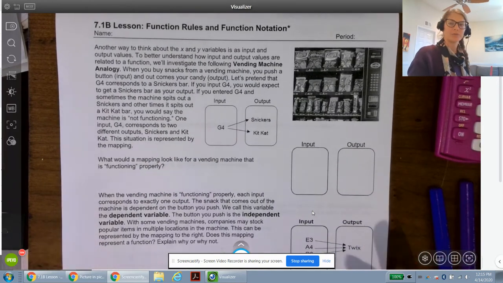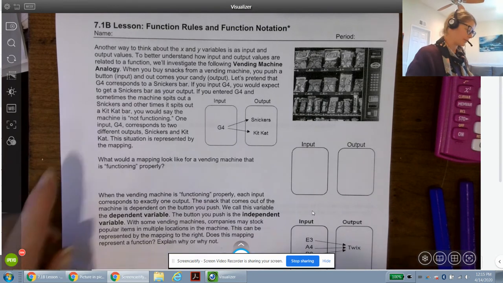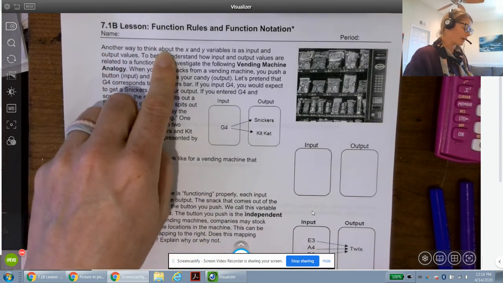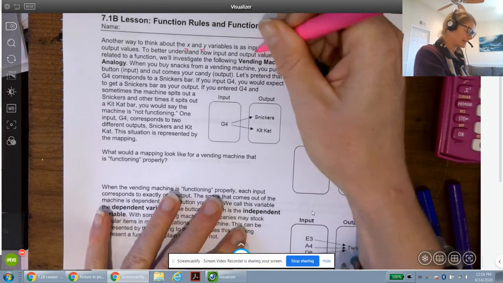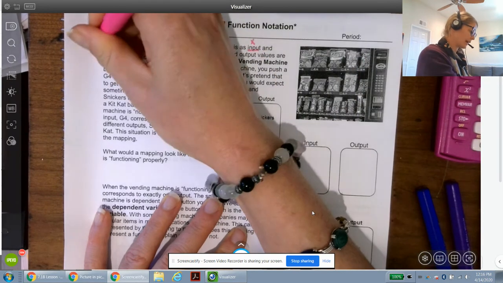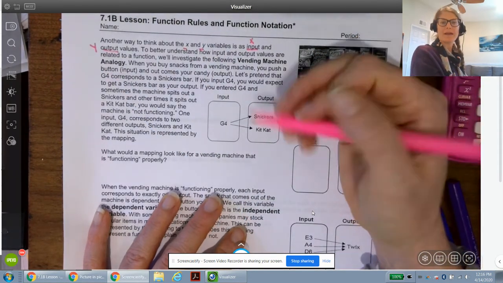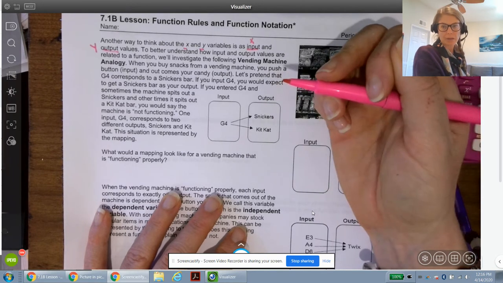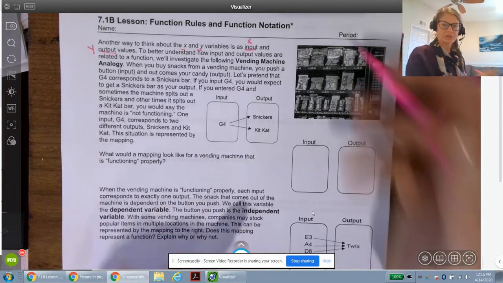7.1b lesson, function rules and function notation. There's a little bit of reading we will have to do here. Another way to think about the x and y variables is as input and output values. Input is the x and output is the y. A lot of times when I see a word that means x, I'll put x on top of it. If I see a word that means y, I'll put a y on top of it just so my brain can make those connections.